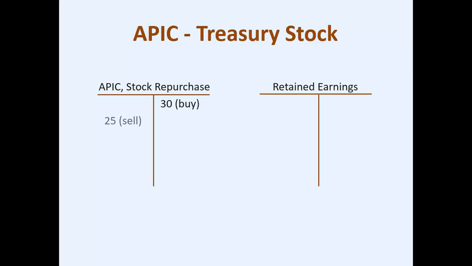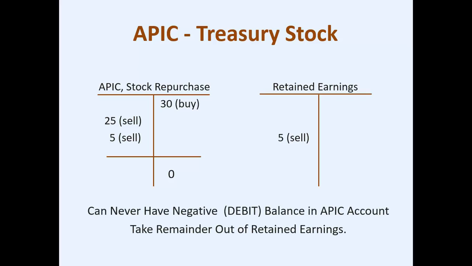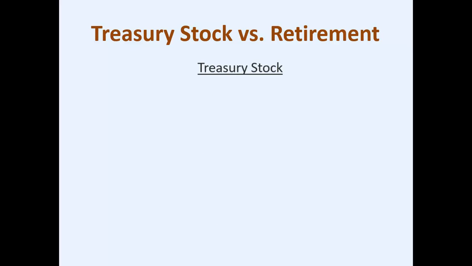And then just looking at this with T accounts, buy it for 30, sell it for 25, then sell 10 more. Let's say that was my loss. I zero out APIC, and then the remaining 5 loss comes out of retained earnings. The key is you can never have a negative balance in a contributed capital account. Now, if you didn't have anything in the contributed capital account, everything would come out of retained earnings to record that loss.